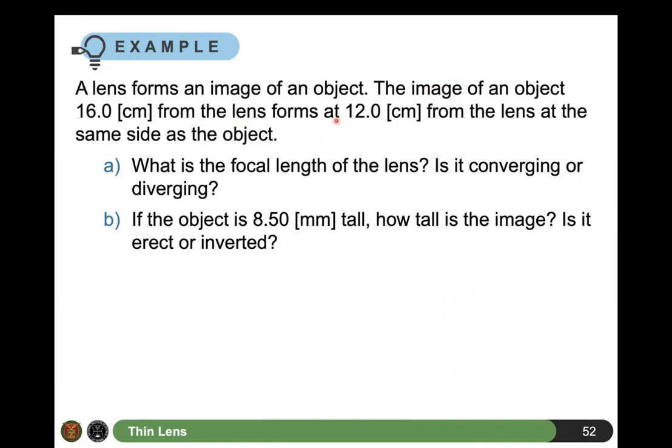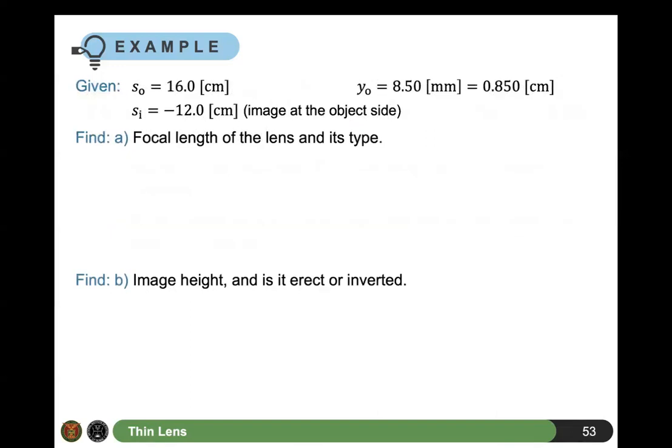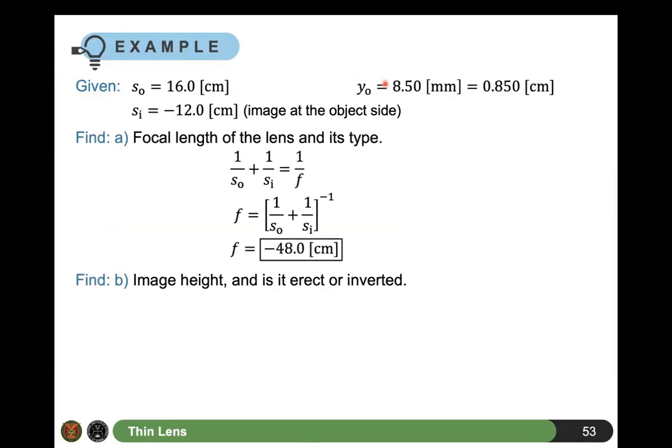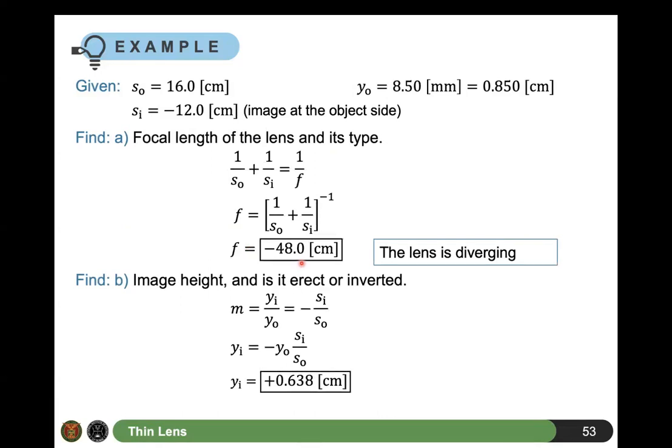So yung image distance is yung 12, yung object distance is yung 16. Okay? Yung object distance should be positive, but the image distance is negative kasi nasa same side siya ng object, or same side siya ng outgoing plane. Okay? So this time, negative yung SI, positive yung SO. Given din yung YO, yung image height. So, we apply yung thin lens equation natin. We find for the focal length and we get a negative, which means kung negative yung focal length, that will be a diverging lens. Okay?